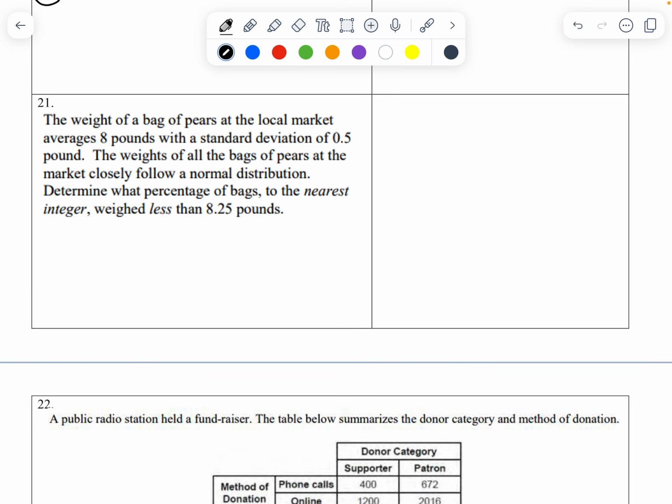Done. The weight of the bags of pears at the local market averages, which also has another word, mean, of 8 pounds and a standard deviation of 0.5. The weights of the bags of pears at the market closely follow a normal distribution. Determine what percentage of the bags to the nearest integer weigh less than 8.25. Just so you know, a normal distribution means that you're dealing with a curve, and also means that you can use normal CDF.